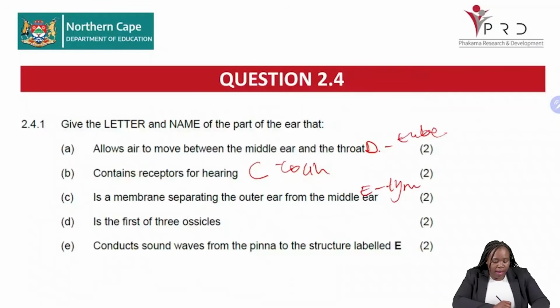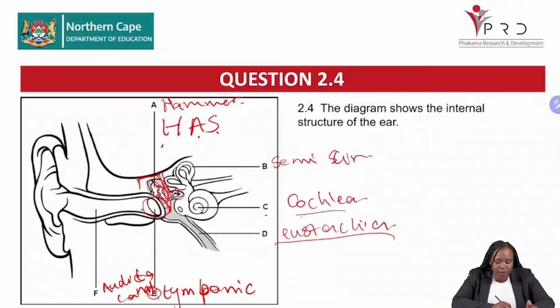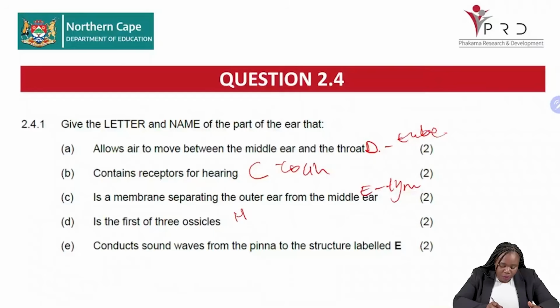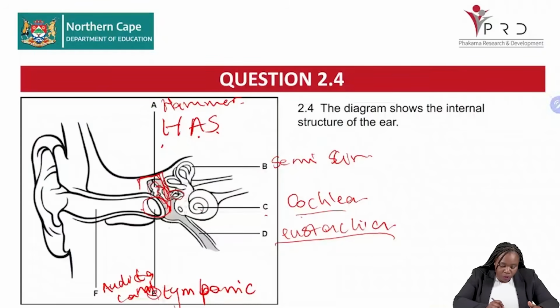2 marks. And then, is the first of the 3 ossicles. The 3 ossicles: hammer, anvil, and stirrup. That would be the hammer. So your answer here would be hammer, and then the letter would be letter A.